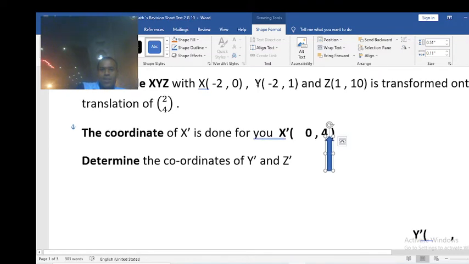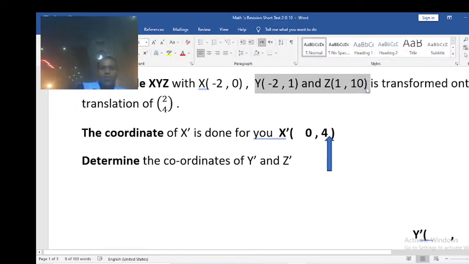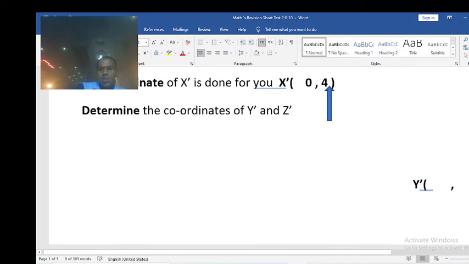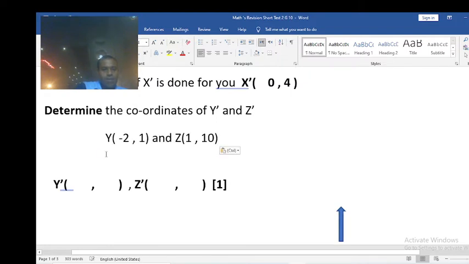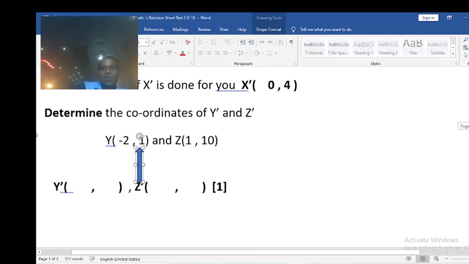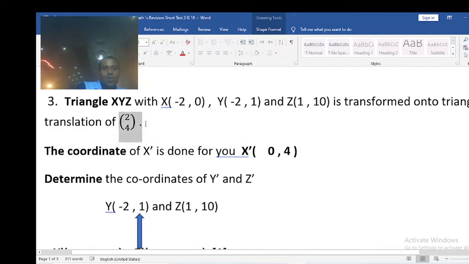I will make a copy of this because I'm looking for its image under this column vector. I will paste it here. This is the point that I'm going to translate. The first x coordinate is -2, which should be added to what? To the column vector, which is 2, 4. This is 2, 4. Clear?